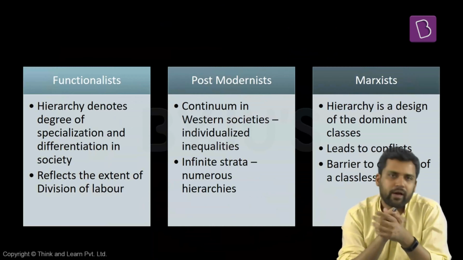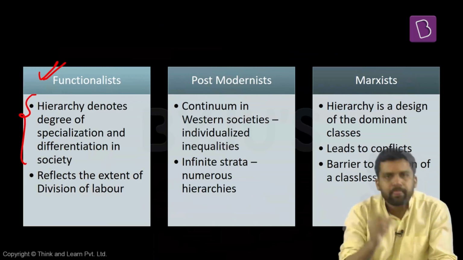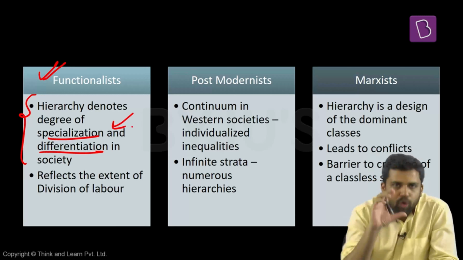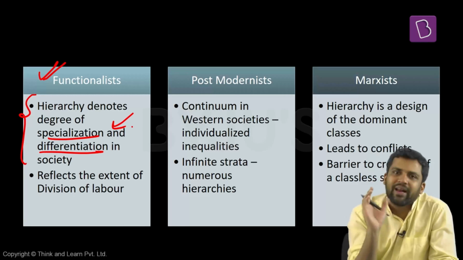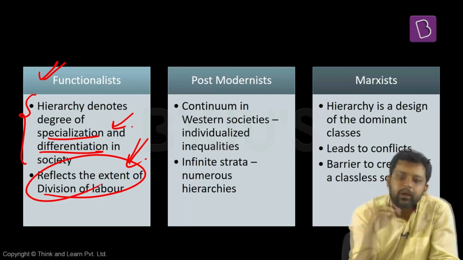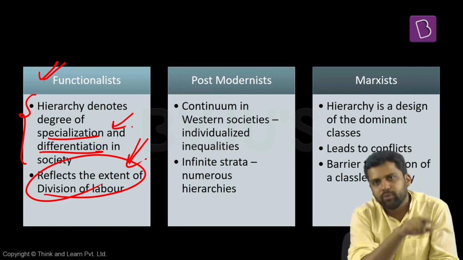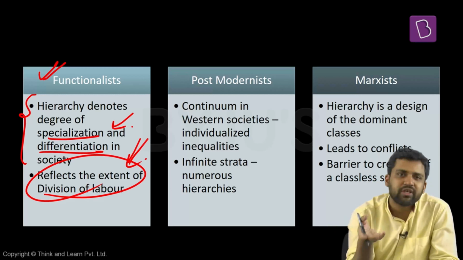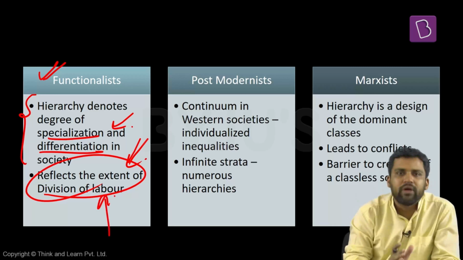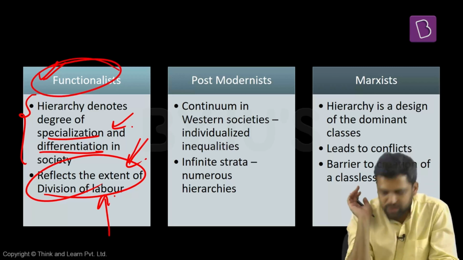Now, what are some of the perspectives related to hierarchy? Those who are the functionalists, according to them, hierarchy denotes a higher level of specialization and differentiation in society. The society is more differentiated. That is what hierarchy is pointing out. So it is reflecting a higher level of division of labor. In traditional society, the amount of hierarchy will not be that much. As traditional society moves towards industrialization and modernization, a greater amount of specialization and differentiation is there. Because of that, hierarchy develops over a period of time. So a greater amount of division of labor is reflected by a higher amount of hierarchy as per the functionalists.